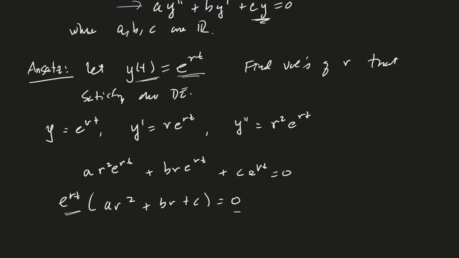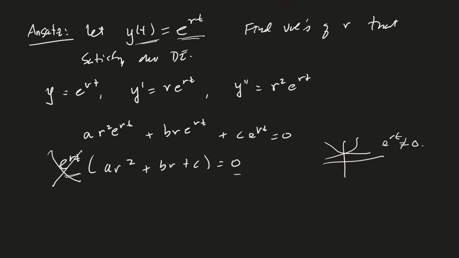Okay, so now, do we get solutions to this? e to the rt, the exponential function, is never 0, right? Because the exponential function is always going to be like that or like that. So e to the rt is never equal to 0. And so that's not going to contribute to our solution. And so therefore, our solution is r satisfies a quadratic equation, right? ar squared plus br plus c equals 0.